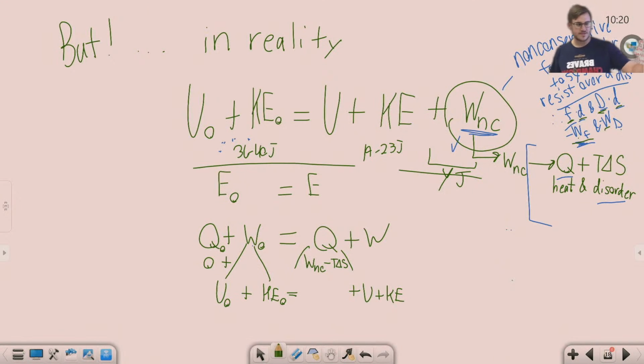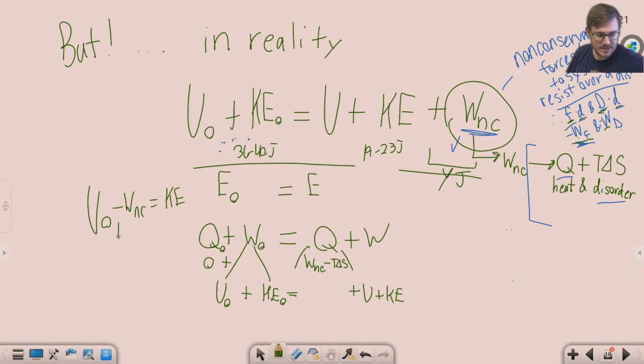The way we'd say this though, is that the mgh, or U0, minus the non-conservative work equals the KE. What is U again? Hold on one second. This is indicating why non-conservative work is considered negative work. It takes away from the input, translating to actual motion.